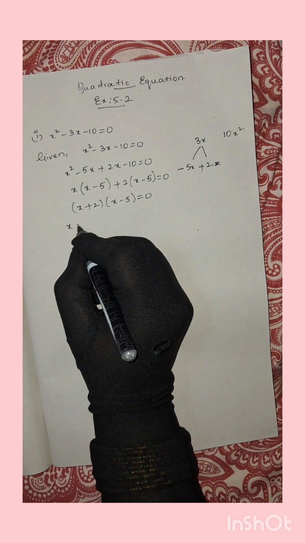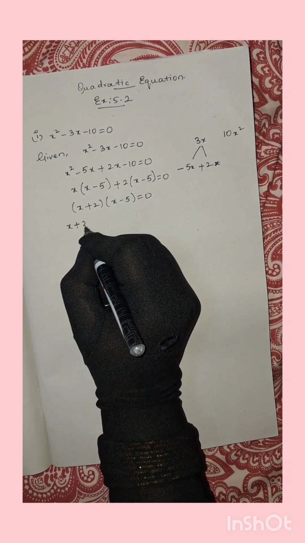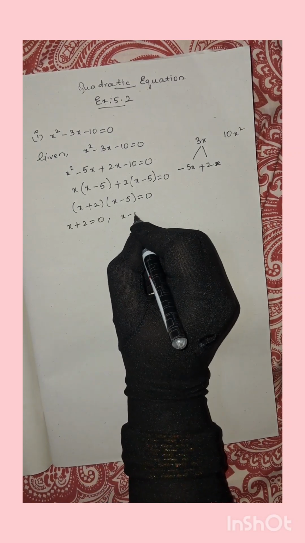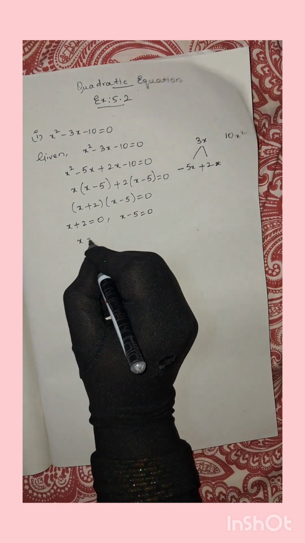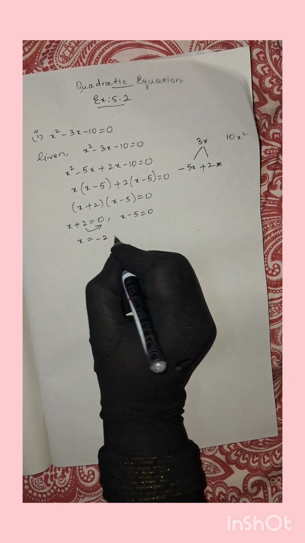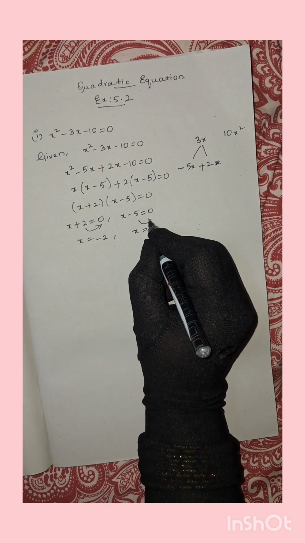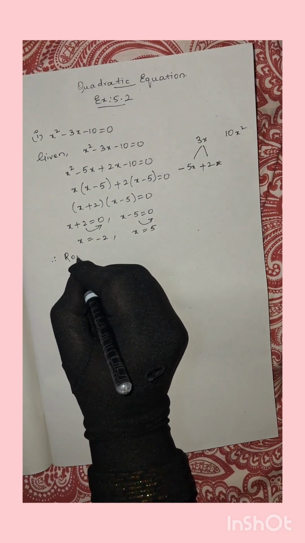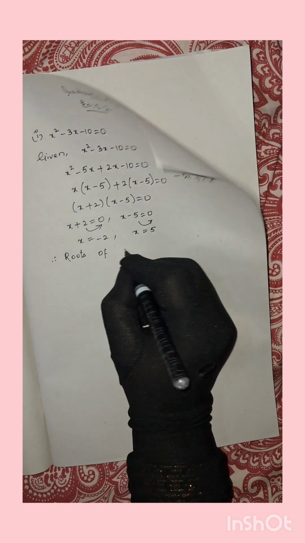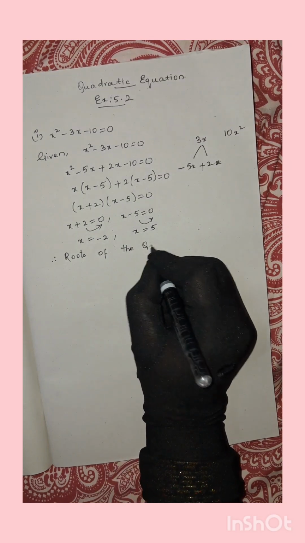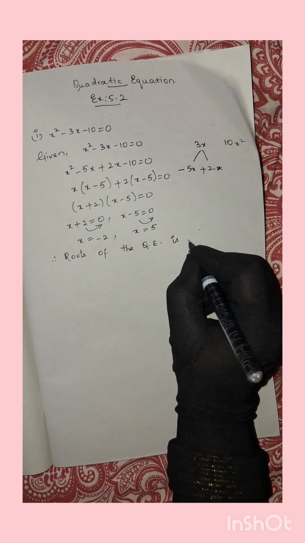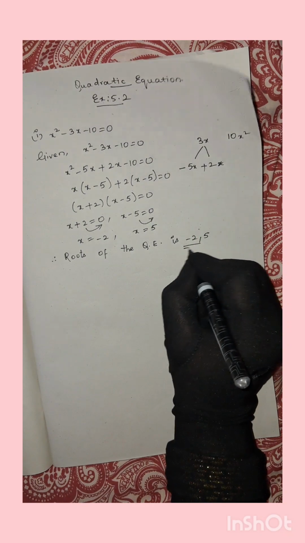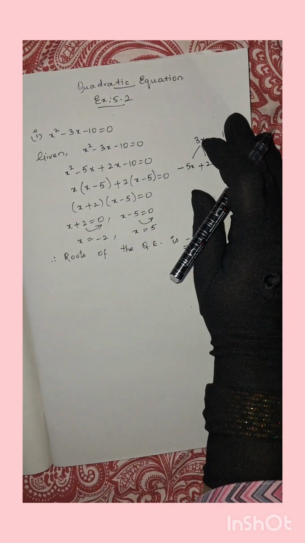We'll equate both the factors to zero. x plus 2 is equal to 0, x minus 5 is equal to 0. So x is equal to plus 2, I'm sending that side, it will be minus 2. Minus 5, I'm sending that side, it will be plus 5. Okay, so therefore the roots of the quadratic equation are minus 2 comma 5. This is your answer. So we'll do some more questions. Let us do the next question.